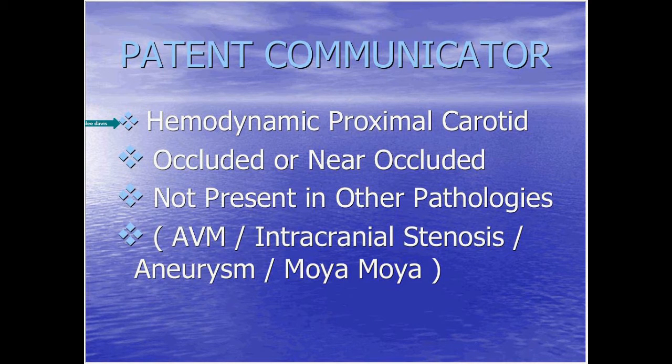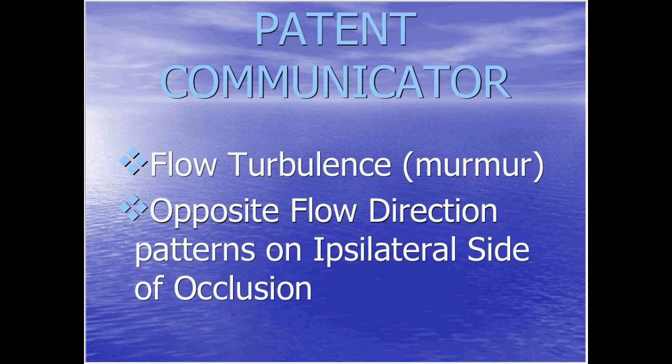It's proximal to where we are. It is not present in other pathologies. So our communicating bridges do not open up if you have, say, an arteriovenous malformation, or a blockage in the brain. Let's say we have an MCA stenosis, severe stenosis in the middle. Let's say we have an aneurysm and they have vasospasm. These bridges do not open up in these scenarios. They're only functional whenever we have a carotid occlusion or near occlusion. It does not have to be occluded.